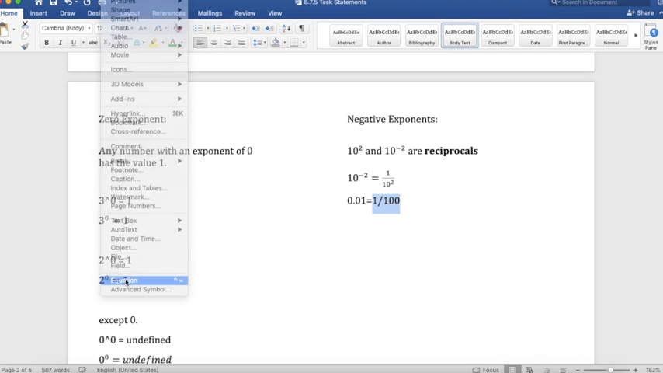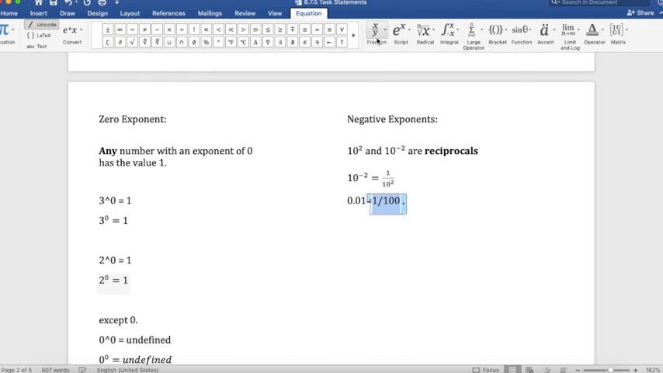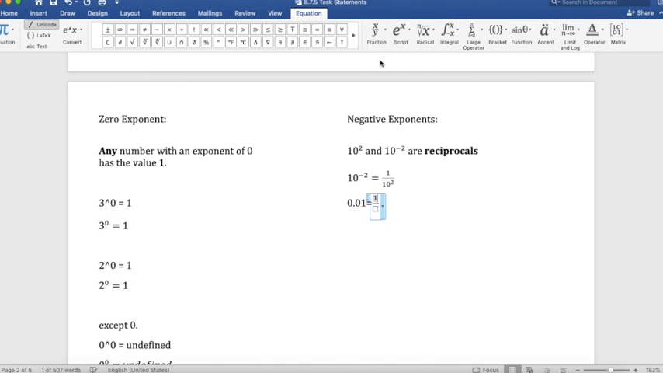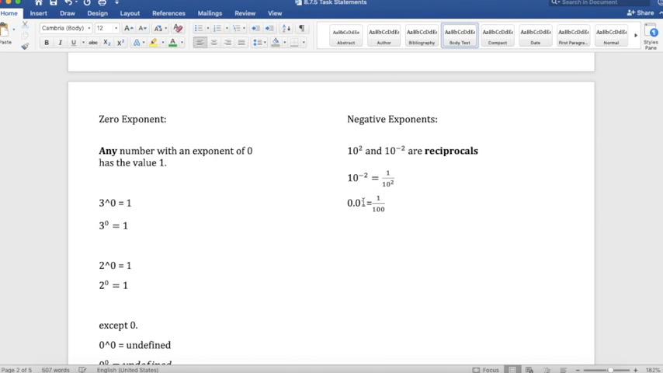All right, so that's kind of our last real exponent rule we're going to look at. That negative exponents are reciprocals of positive exponents, and they're also very small numbers. That's really the important point. Negative exponents are very small numbers.